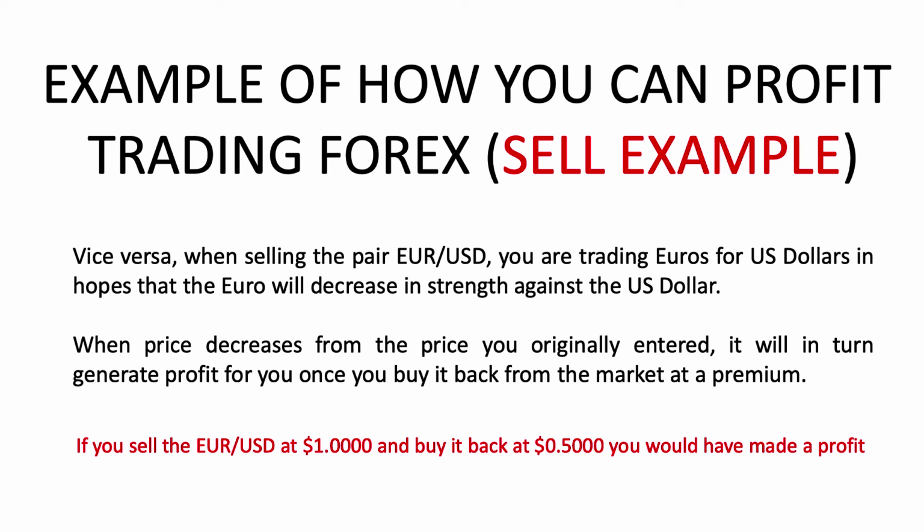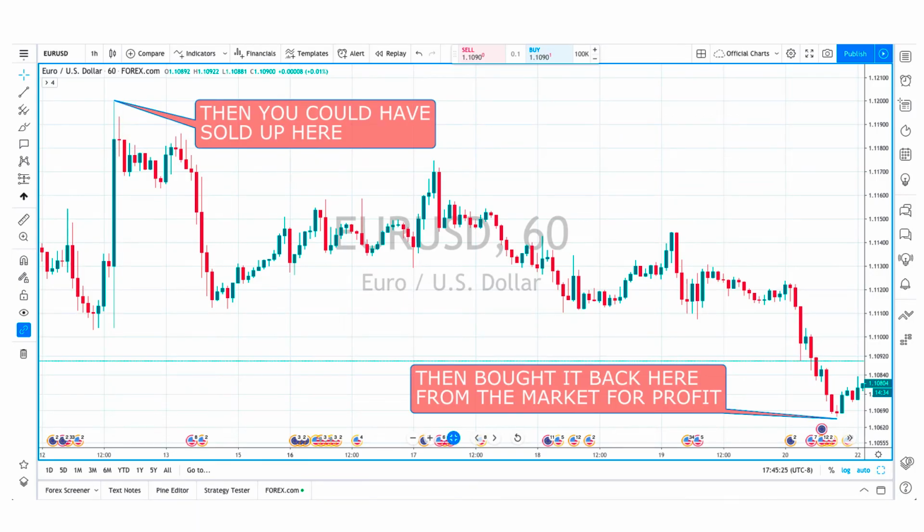So if you sell Euro-USD at $1 and buy it back at 50 cents, you would have made that profit in between. Similar to the previous example, right here you can sell from the high and buy back from the low, and you make that profit in between.